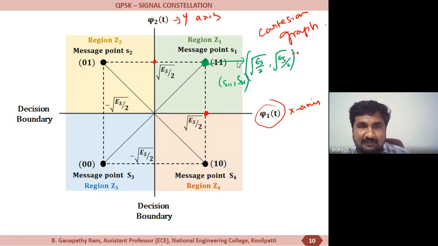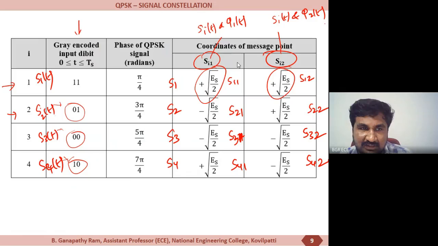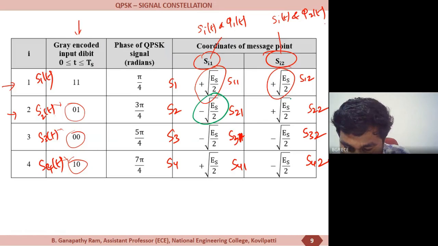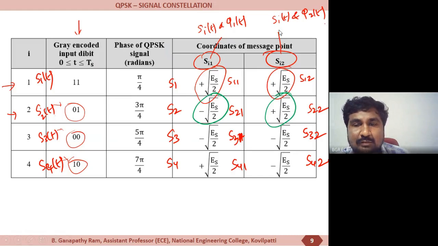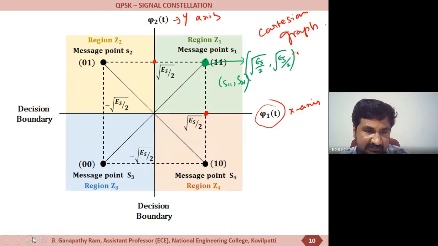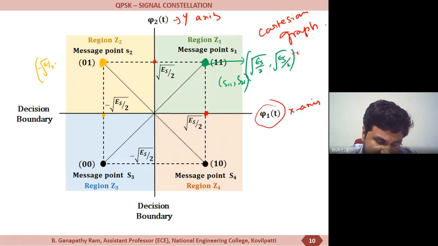And the next message point S2, in the x-axis it is having minus square root of Es by 2, and in the y-axis it is having plus square root of Es by 2. Hence, it is represented at minus square root of Es by 2 and intersecting with the y-axis value square root of Es by 2, which is representing the coordinates like this. That is S12 and S22.